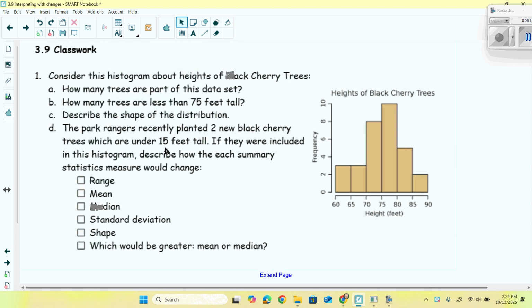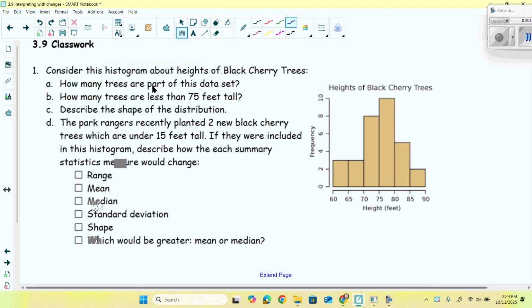Looking at some classwork that we had. Consider the histogram of black cherry trees. These are going to be the heights, and this is the frequency. How many trees we found in this bin width of 5. So how many trees are part of this data set? Well, it's going to take a little time. We got to count up what we have. Now, I suggest that you put at the top of the bar graph, or sorry, histogram. It's not a bar graph. It's not categories. So if we add all this information up, let's see here, we got 6, 8, 16, 26, 31, it looks like.